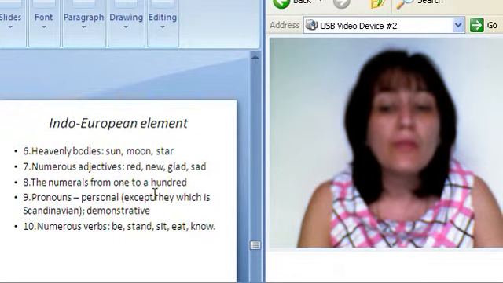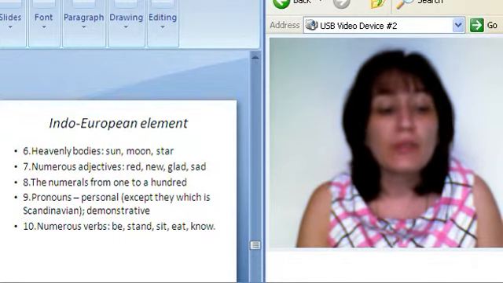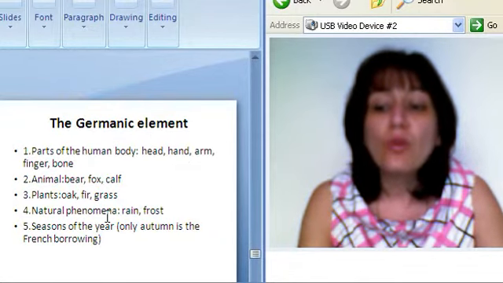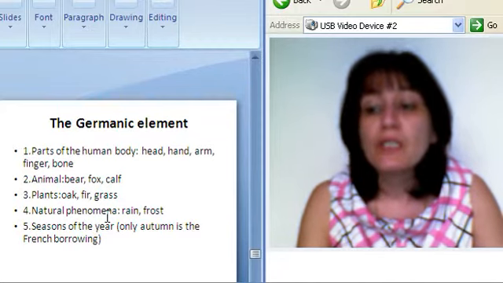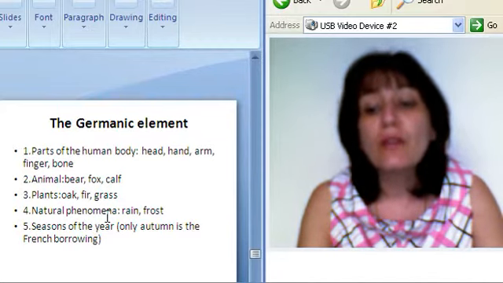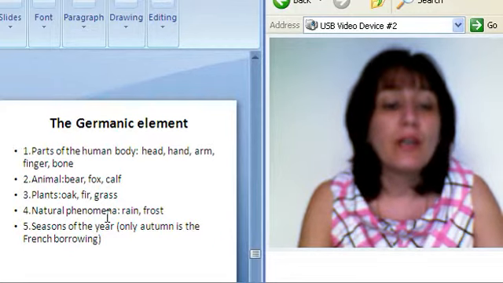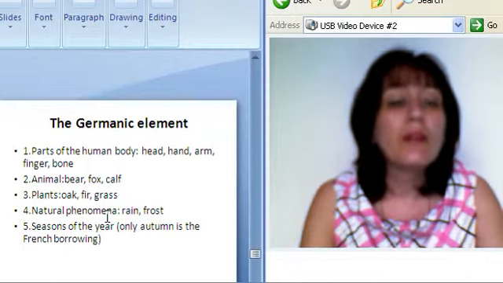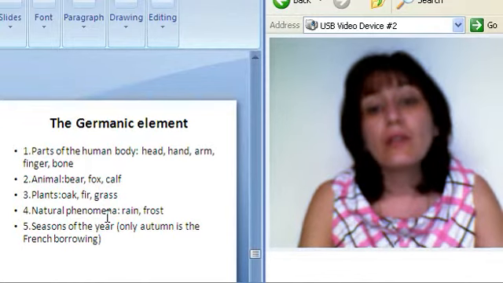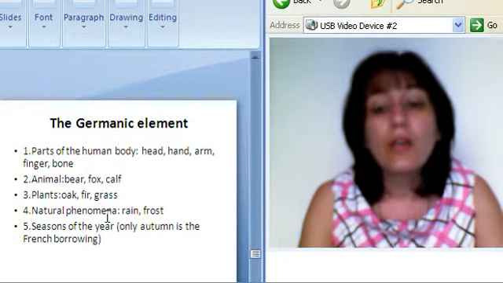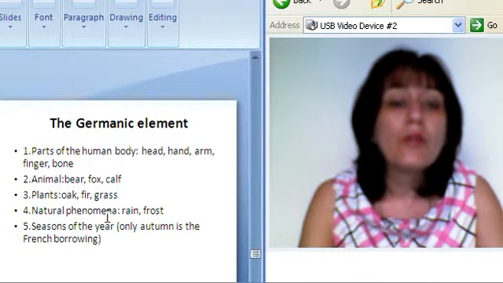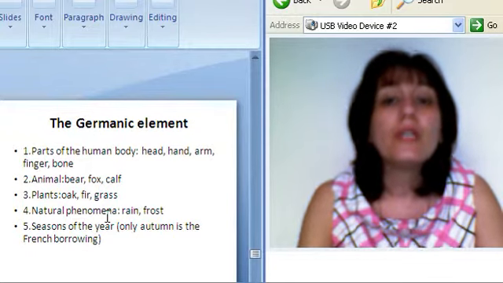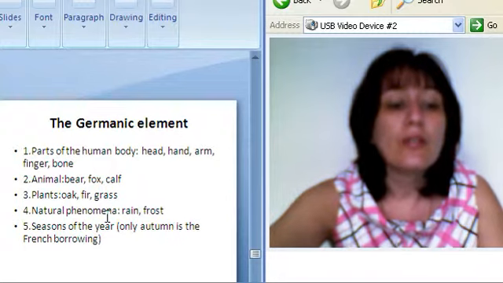Germanic element represents words common to all or most Germanic languages. Some of the main groups of Germanic words are the same as in the Indo-European element. Parts of the human body: head, hand, arm, finger, bone. Animals: bear, fox, calf. Plants: oak, fir, grass. Natural phenomena: rain, frost. Seasons of the year: only autumn is a French borrowing.